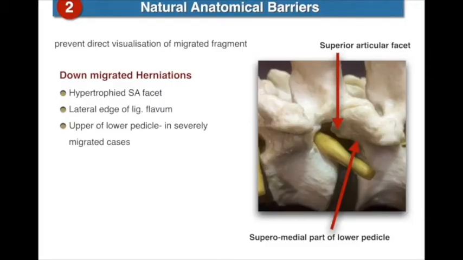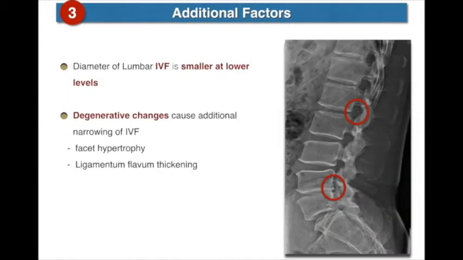There are certain anatomical barriers which prevent direct access to migrated herniations. These are the hypertrophied facet and the upper part of the pedicle. The intervertebral foramen is very wide at the upper lumbar levels, but as you come down towards the L5S1 level, it gradually becomes very narrow. There are additional degenerative changes, more pronounced in the lower lumbar levels, which cause further narrowing of the intervertebral foramen, making transforaminal endoscopy more difficult.